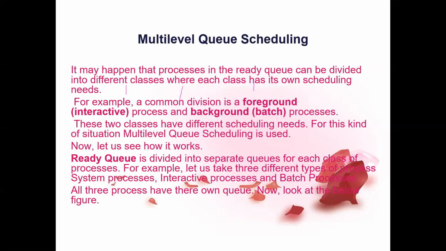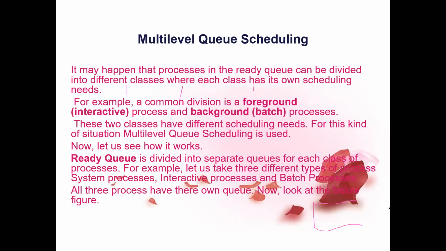What we were doing up till now? We are having a ready queue like this, and in this ready queue, we are going to put all the requests P1, P2, P3, whatever processes we are having, and it is going to be served by the CPU as per FCFS, SJF, priority, round robin like this. But in multi-queue scheduling, we are having more than one queue.